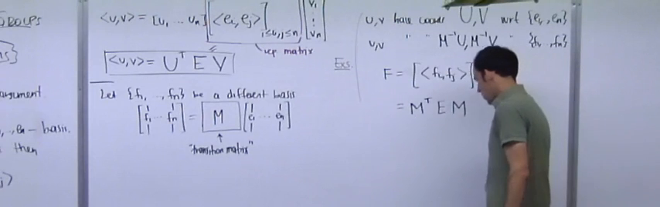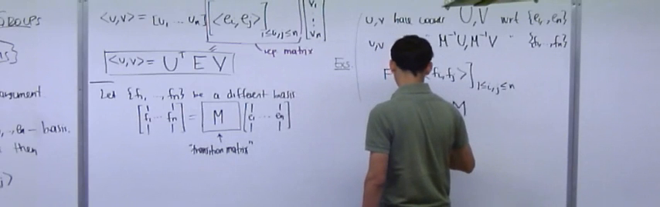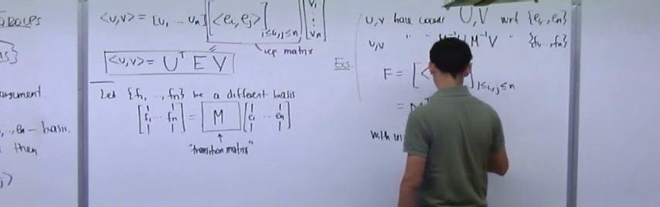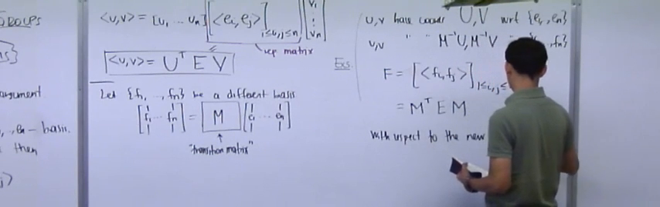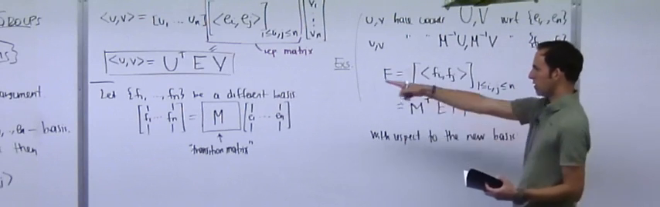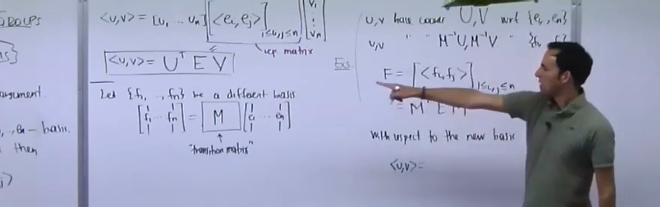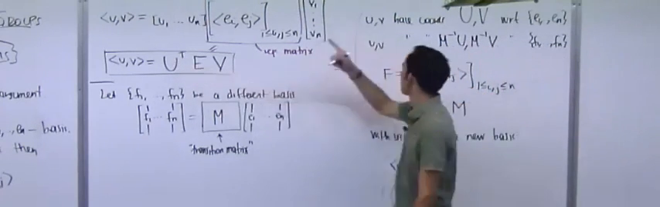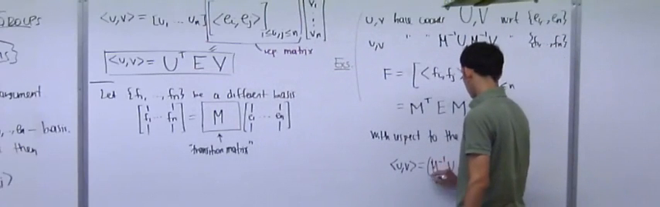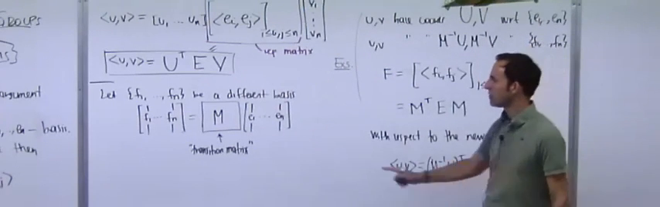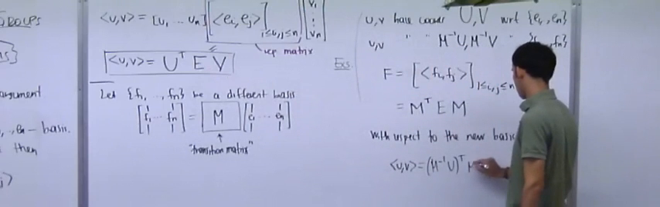So with respect to the new basis, how does this look? With respect to the new basis, what equation do I get? Well, I get u comma v equals, instead of U, I have to write the new coordinates. So they're M inverse U transpose. Okay. Instead of E, I have to write the new representing matrix F, which looks like this.